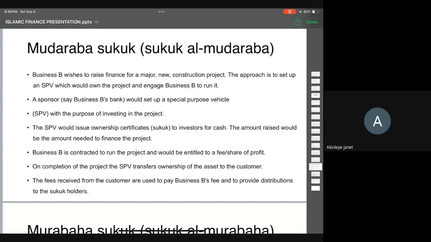The next step is ownership certificates issued to investors for cash. The amount raised will be the amount needed to finance the project. Business B is contracted to run the project and will be entitled to a fee, like a share of profit. On completion of the project, the SPV transfers ownership of the assets to the customer.